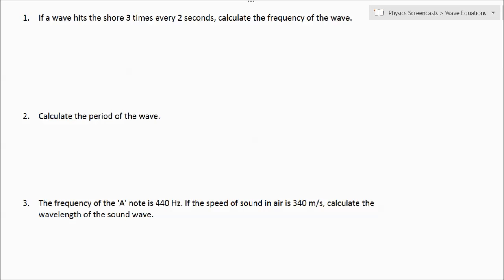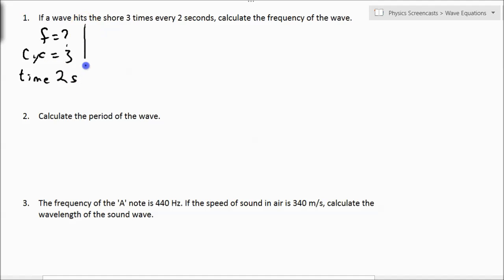So what we have to do is we need to find the frequency of the wave. And we know that it hits the shore 3 times every 2 seconds. So the number of cycles is 3, and the time it takes to do that is 2 seconds. So we have our unknown and we have our knowns.